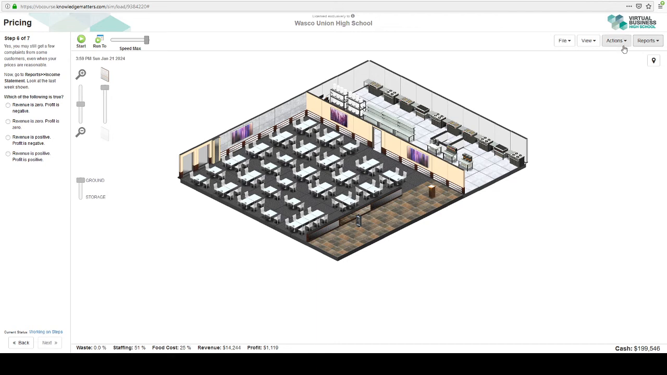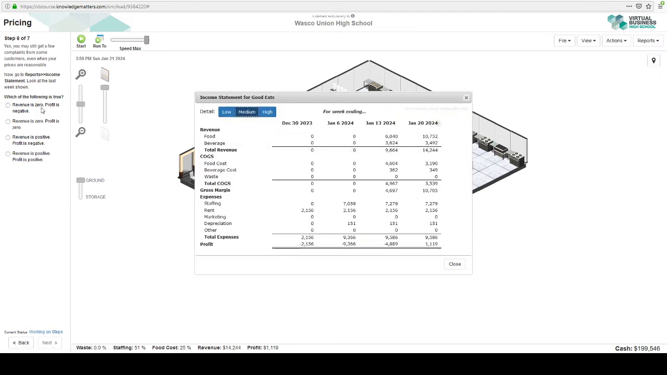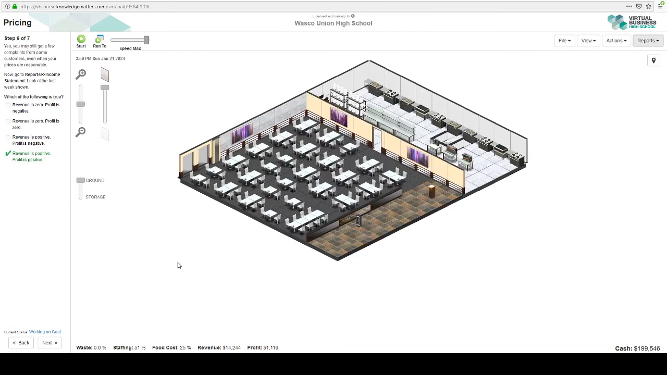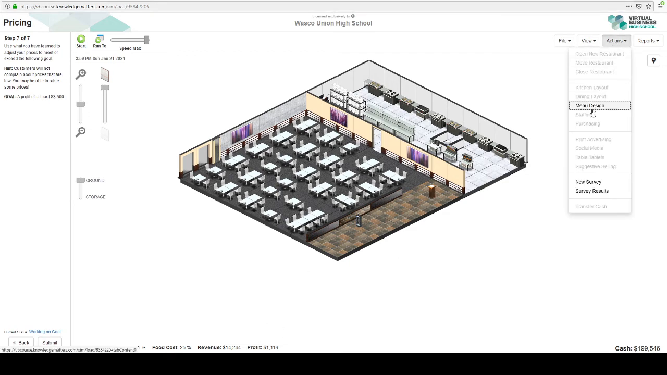Okay, so let's go to reports, income statement. All right. Back through this list. Revenue is 0, profit is negative. Let's see, revenue is positive, profit is positive. Everything's positive. Woohoo! That's good. That means we're making proper steps to be successful. Okay? So, we need a profit of $3,500, so just a couple thousand more. So let's go to the menu design.